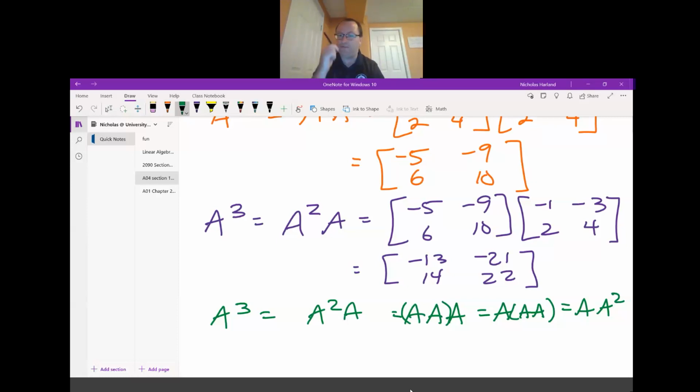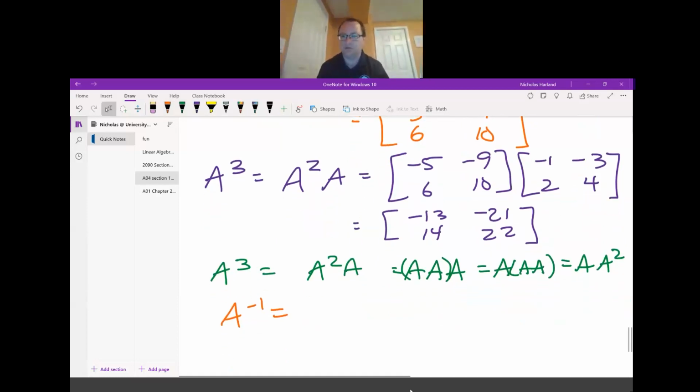All right, so yeah, if let's say you did A times A squared instead of A squared times A, you should end up with the same solution. All right, what about A inverse? That's nothing new.